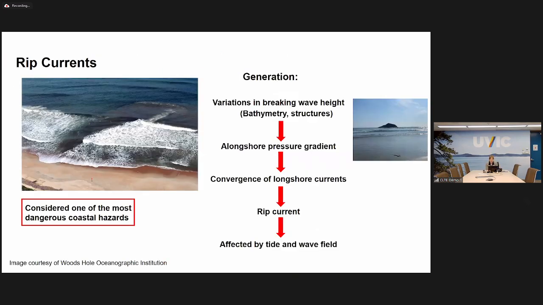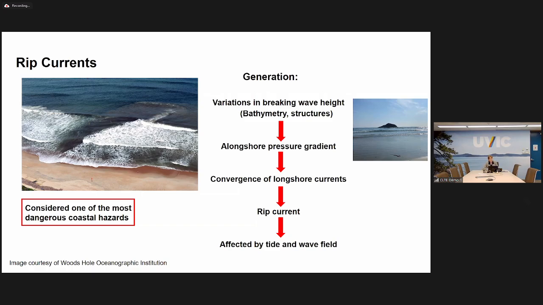So rip currents are strong seaward directed flows that begin near the shore and extend out through the surf zone. They are very fast moving and can quickly transport surfers and swimmers out of the shallower water and into deeper water. And as a result, they are considered one of the most dangerous coastal hazards. Specifically at Long Beach, they have been responsible for injuries, water rescues, and unfortunately even deaths. So they are definitely a hazard worth studying.